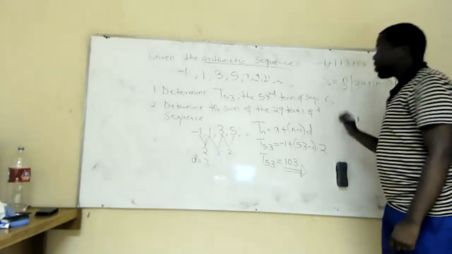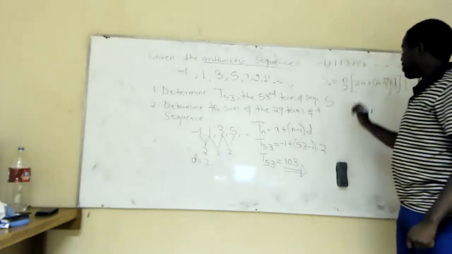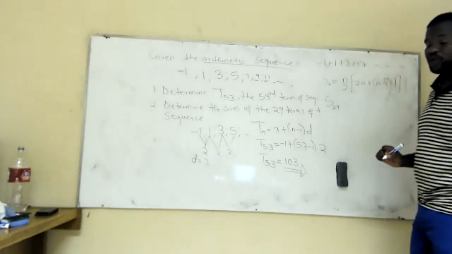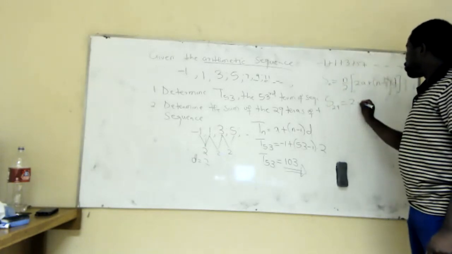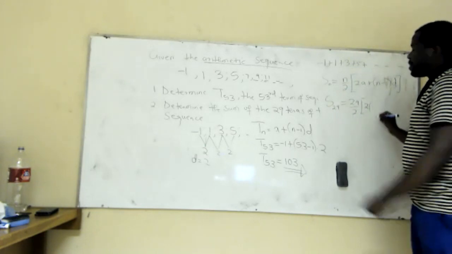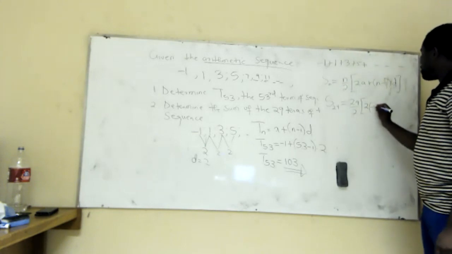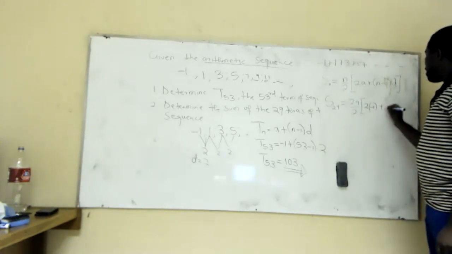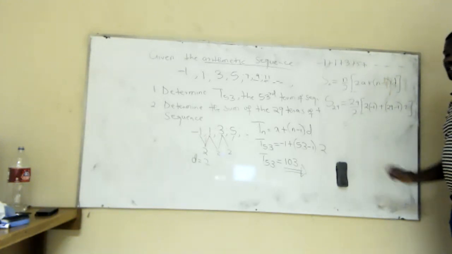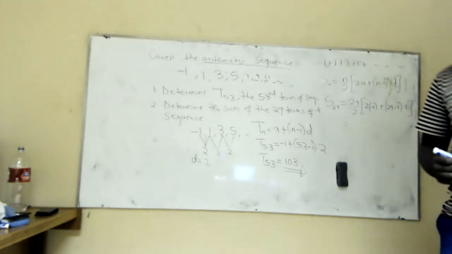Now, we are looking for the summation of 29 terms. Therefore, where you have n, you're going to replace it by 29, which will be equal to 29 over 2 into [2 times the first term, which is given, in this case -1, plus n, which is 29 minus 1, and then the d is given by 2]. Can you put this into your calculator and tell me the answer you obtain?